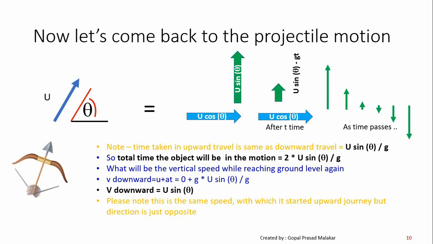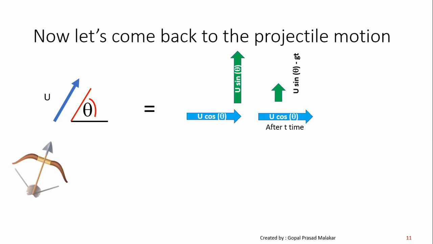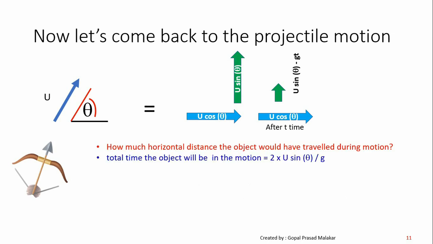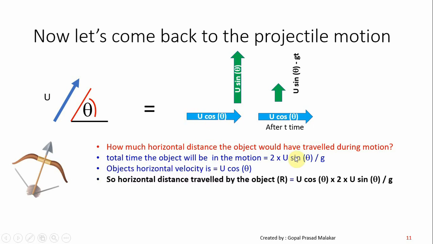So that's how the whole projectile motion effectively gives you the direction, and how much horizontal distance it will travel. If you look at the horizontal distance, the total time that the object was in motion is given by 2 × u sin theta by g: u sin theta by g to go up and u sin theta by g to come down. So how much the object will move horizontally, because the horizontal speed is fixed at u cos theta, will be u cos theta × 2u sin theta by g. This is actually 2u² by g.